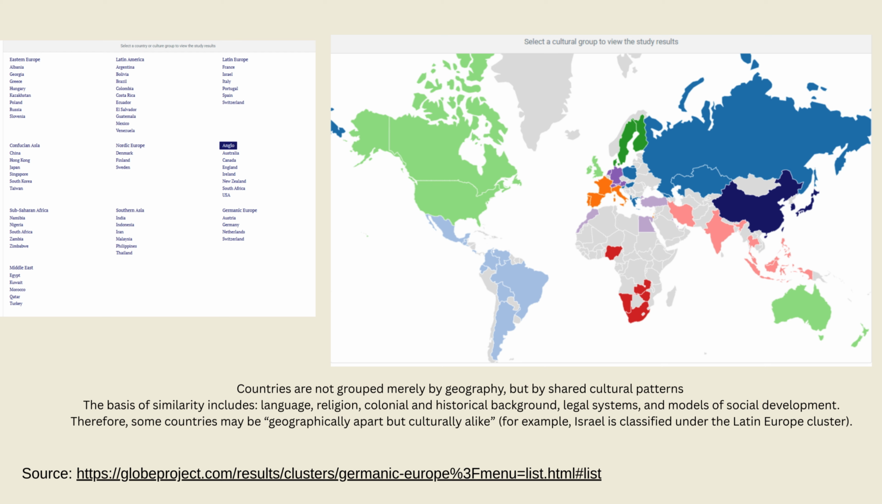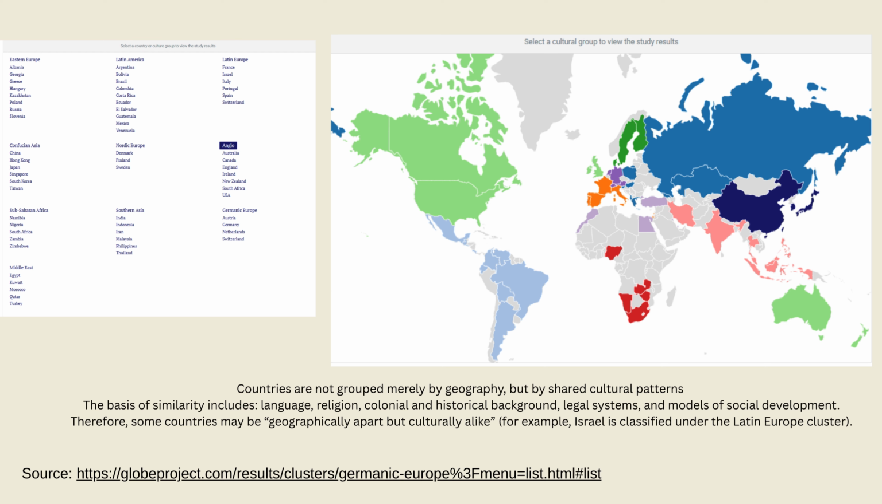The Nordic Europe cluster, in dark green, consists of Sweden, Denmark, and Finland. The Latin Europe cluster, in orange, brings together France, Italy, Spain, Portugal, Switzerland, French and Italian parts, and also Israel. The Eastern Europe cluster, in blue, includes Russia, Poland, Hungary, Greece, Slovenia, Georgia, and Kazakhstan. The Confucian Asia cluster, in dark blue, covers China, Hong Kong, Taiwan, Singapore, Japan, and South Korea.